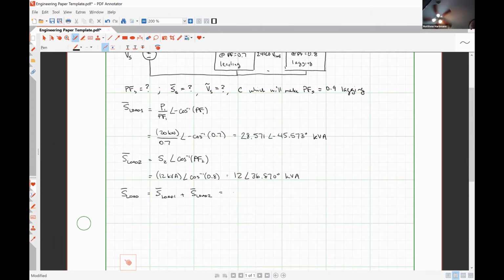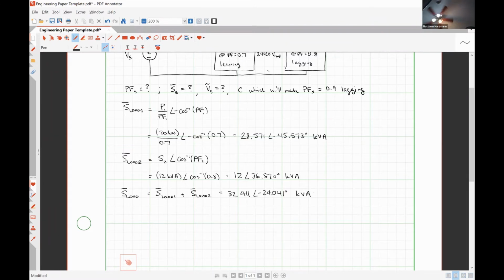which I get to be 32.411 angle negative 24.041 degrees kVA.